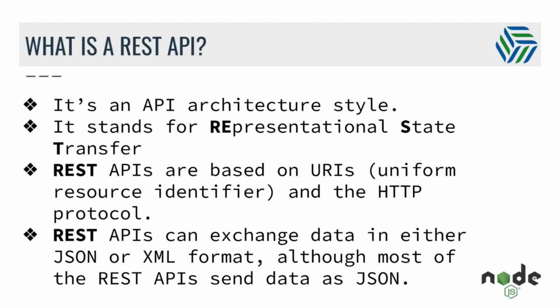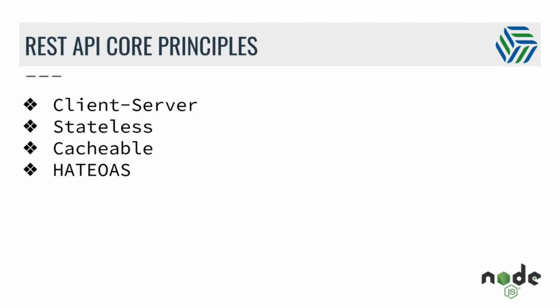REST APIs typically exchange data in JSON format, but you can use other types of formats such as XML. REST provides a client-server architecture. By separating the user interface from the data storage, it improves the portability of the user interface across multiple platforms such as web, mobile, and others. And it also improves scalability by simplifying the server components.